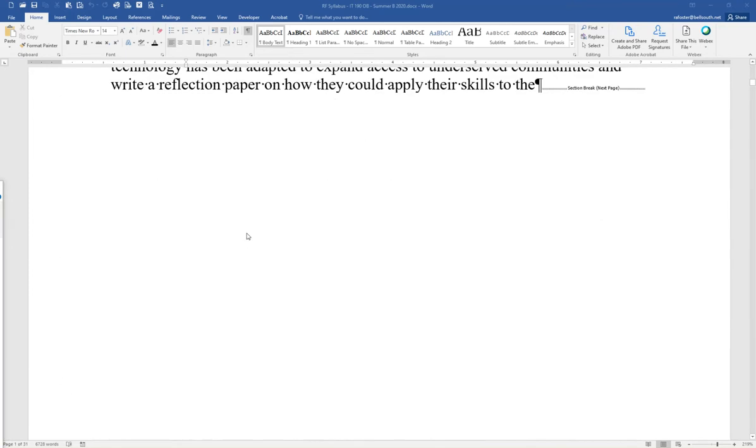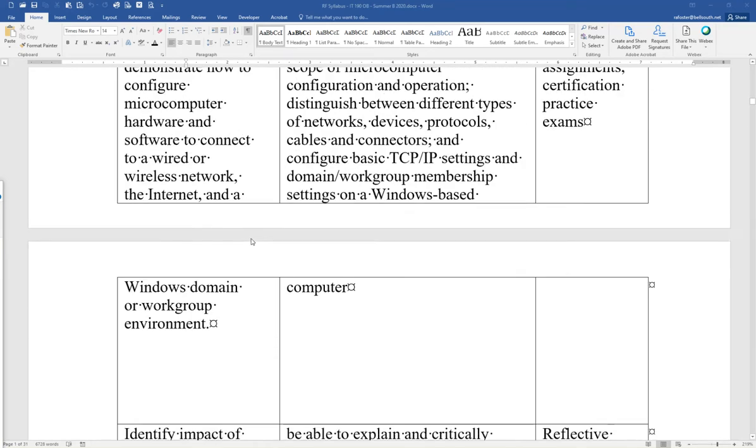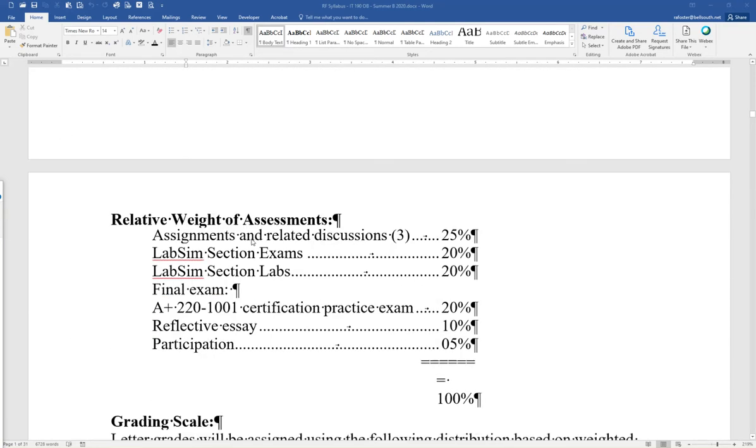Pace, philosophy, and all that, you can read on your own. This is my Word version of the document from my local computer. It's posted online at Berry. Here are your assessments in here. So we have discussions in there.